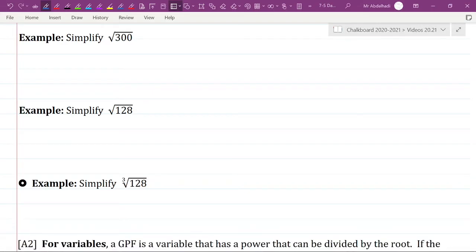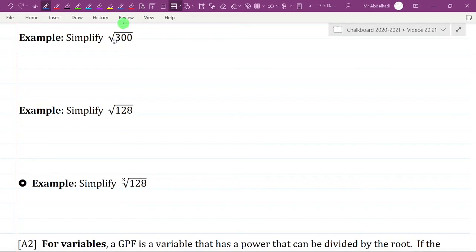Okay, welcome back. Today we're going to be talking about adding and subtracting square roots. Now, before you can add or subtract square roots, you have to make sure that they're fully simplified. So we're going to talk about simplifying radicals, not just square roots, cube roots, other roots as well. So simplifying radicals is what it's called.